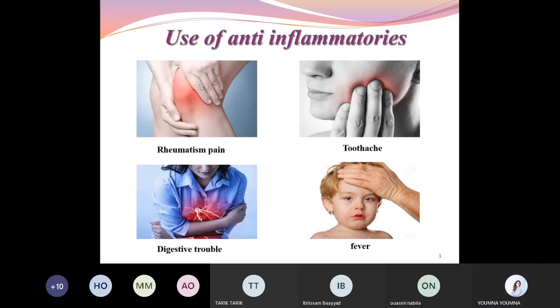As you know, anti-inflammatory drugs are symptomatic drugs that do not act on the cause. Non-steroidal anti-inflammatory drugs are a broad class of drugs, comprising many molecules. They work by blocking the formation of prostaglandins, the substance responsible for inflammation. These products are often used in the pain of rheumatism, toothache, digestive trouble, and fever.